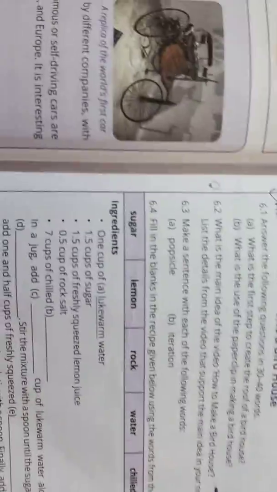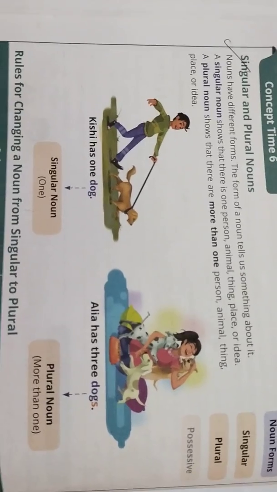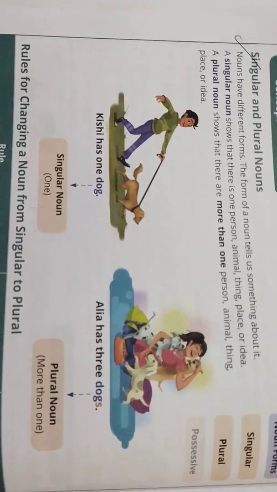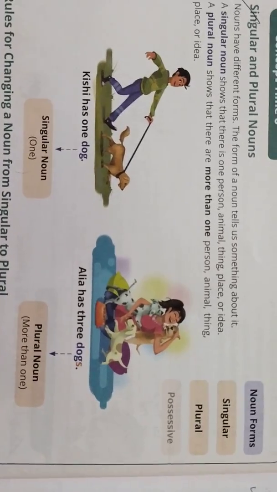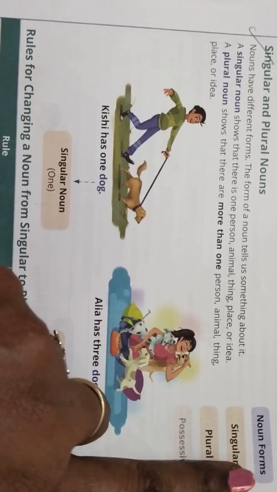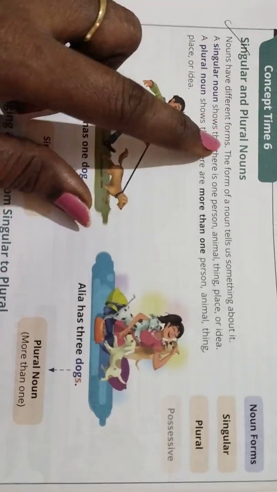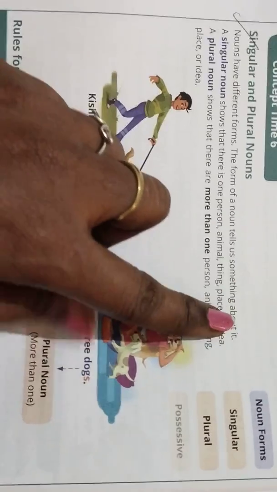The next content we are going to see is singular and plural nouns. We all know if the thing is one, you will tell it as singular, and if it is more than one, we'll tell it as plural, isn't it? So there are two noun forms. What are they? Singular and plural. The noun has different forms. The form of a noun tells us something about it.